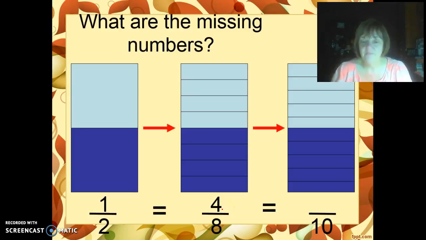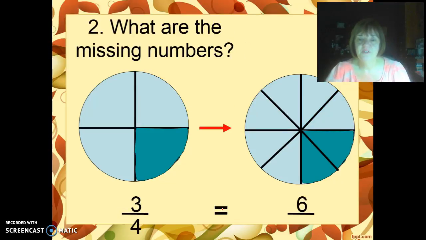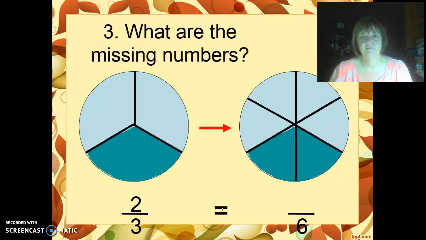Same deal on the last one. What's our missing numerator? Count up those light blues. And it is 5. 5 out of 10. All right. Now, here's one for you. What's our missing numerator? Okay, number 2. Your turn again. This time, give me the denominator. Okay, here you go. Another one for you to try. And this time we're missing our numerator again.